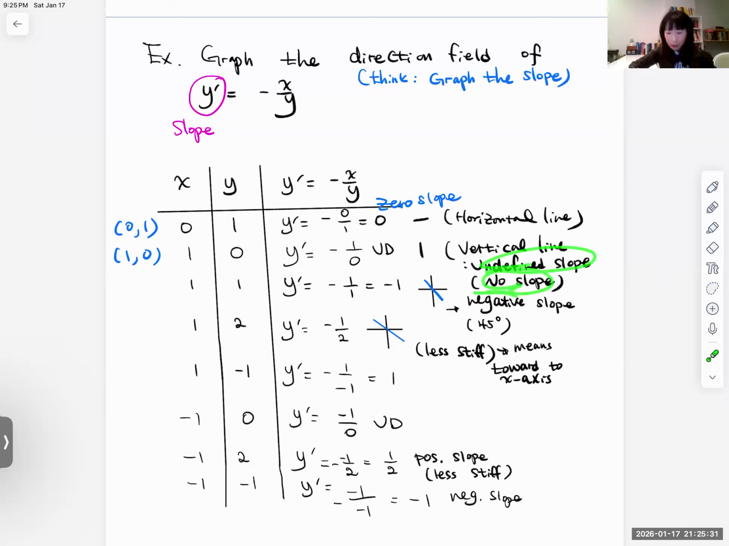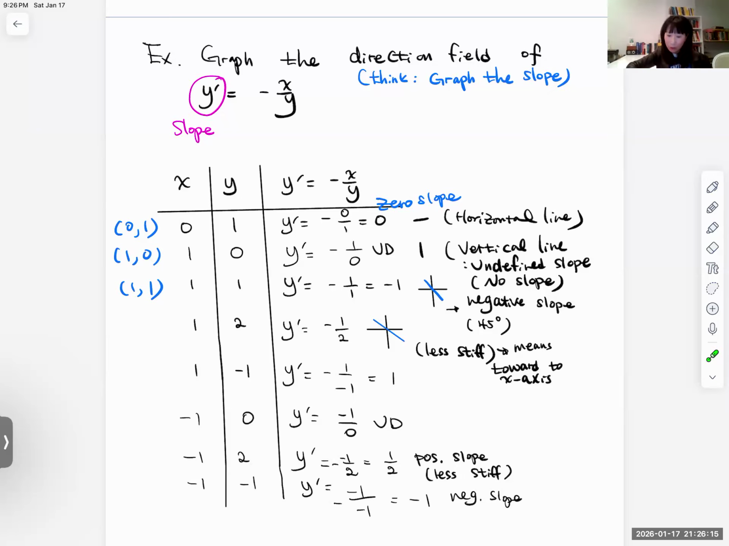Okay, what if we have x equal to 1, y equal to 1? Plug in, we get negative 1, right? Negative slope, zero slope, vertical, which is no slope. So don't get confused between zero slope and no slope, right? Okay. So if we have negative 1, that's a negative slope at 45 degrees, right? Make sense? So it's like a breakdance, you know?